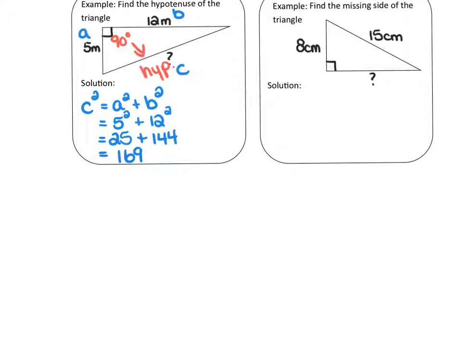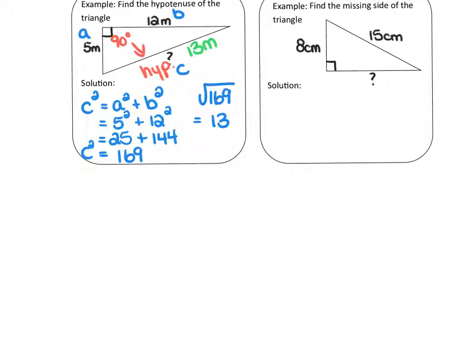Now, we're not quite done yet because what's happened is we've just figured out what c squared was, but the length of the hypotenuse is actually just c. So what you're going to do is take the square root of 169, and when you take the square root of that, you get 13. So now we know that this side here is 13 meters. Just like that, super simple to do.